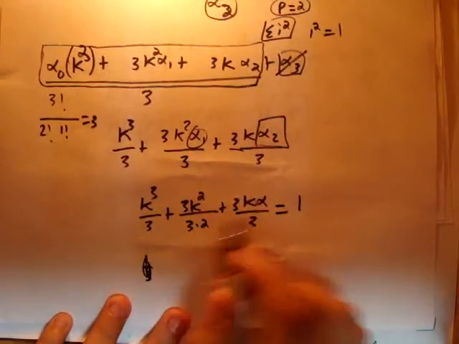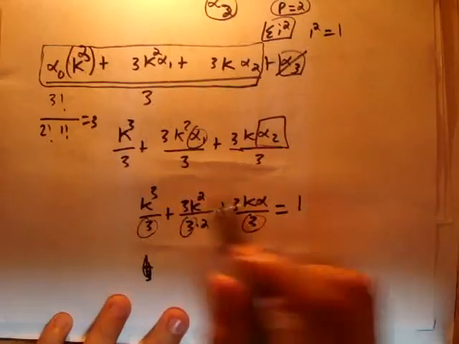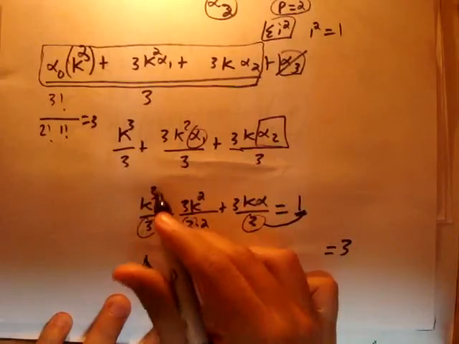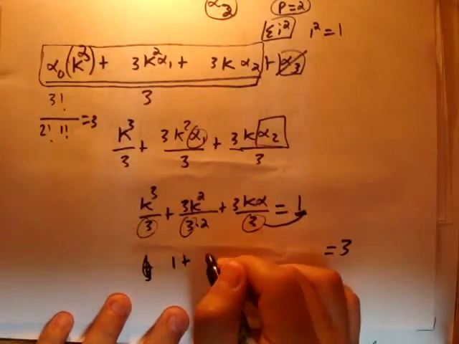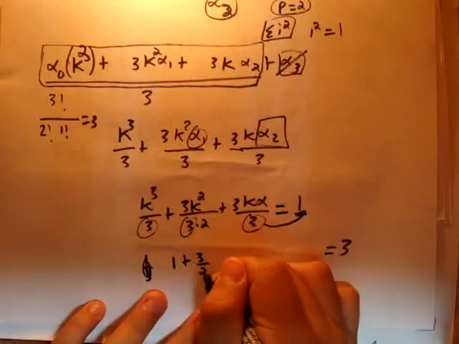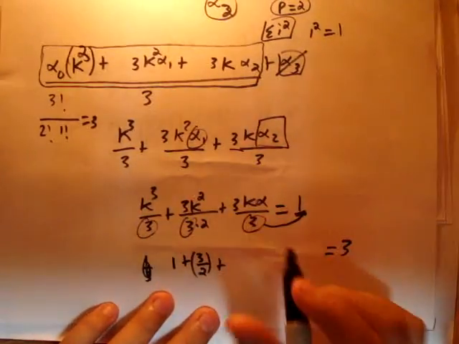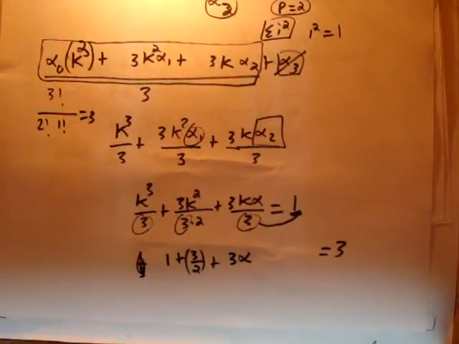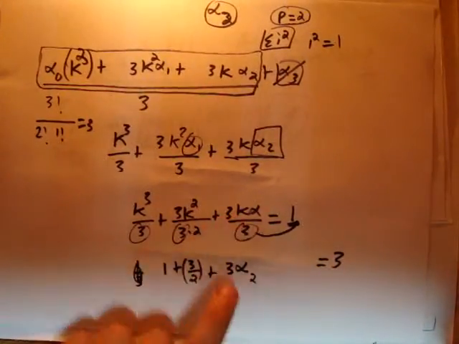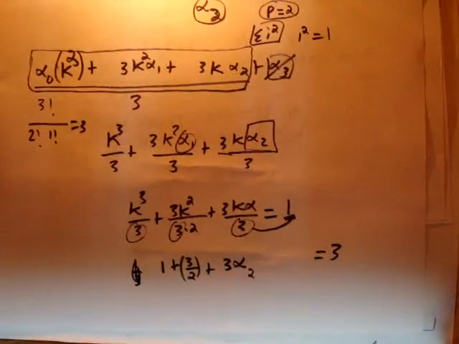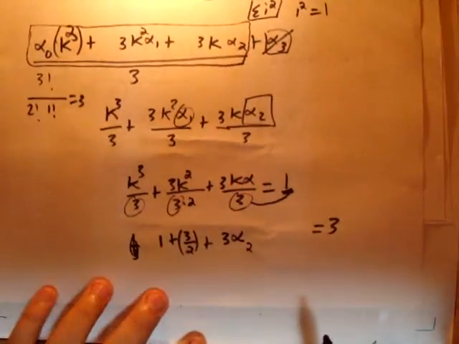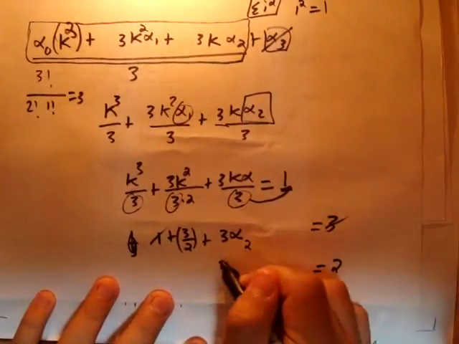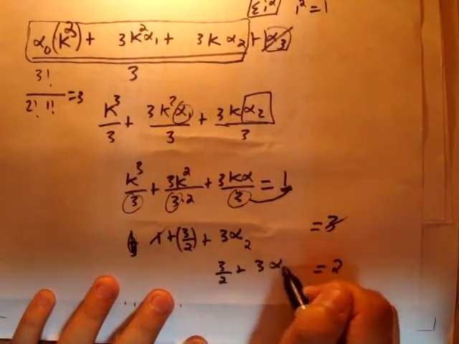Actually, no, I shouldn't cancel the 3. There's a 3 everywhere, and this is why I did this. I'm going to extract it and multiply it to the other side. 3 equals, here 1 cubed is 1, plus 3 over 2, k equals 1, and here we have simply 3 alpha 2. So here we have k equals 1, that should be good. Now let's isolate alpha 2 like we would with any other variable. That'll cancel out. 2 equals 3 over 2 plus 3 alpha 2.